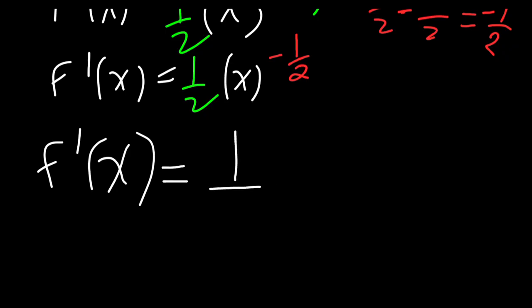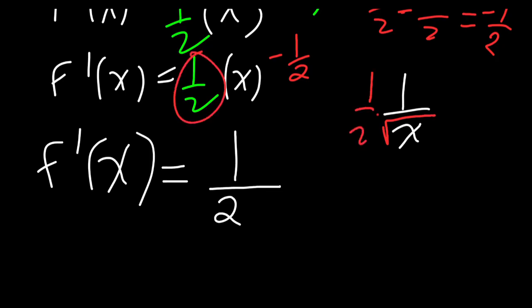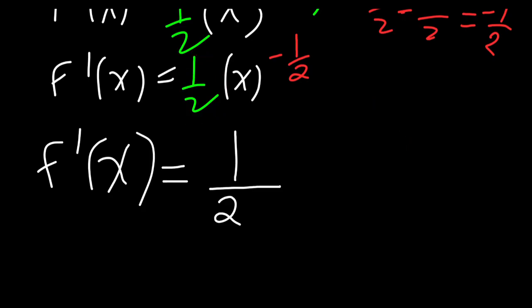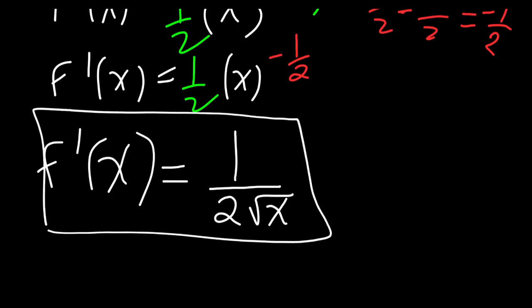This is going to be 1 over 2. Now what is x to the negative 1/2? It's saying x to the negative 1, right? Which is 1 over x. But on the bottom it's going to be negative, it's going to be on the bottom. x to the 1/2 is the square root of x. So it's going to be 1 over square root of x. But since we have this coefficient, we're going to have to multiply it by 1 over 2. And that's how we get 1 over 2 root x is our derivative of square root of x.